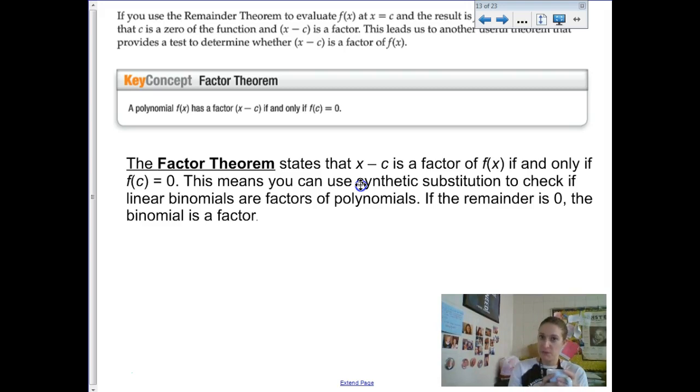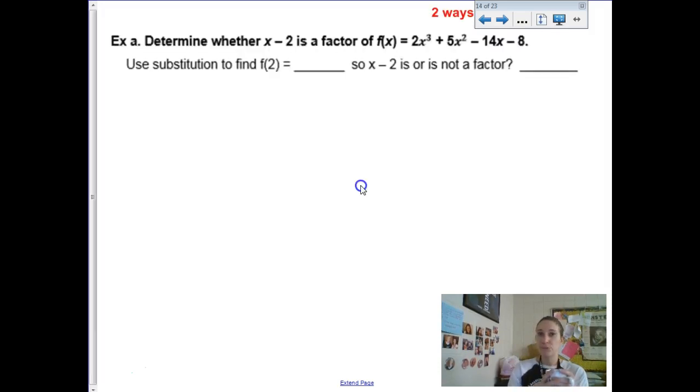The factor theorem, though, is the most important one to us today. If the remainder is 0, that means that that particular one was a factor. So here, they want to know if x minus 2 is a factor to that. Well, we're only going to figure that out, if we don't have a graphing calculator, by synthetically substituting it.